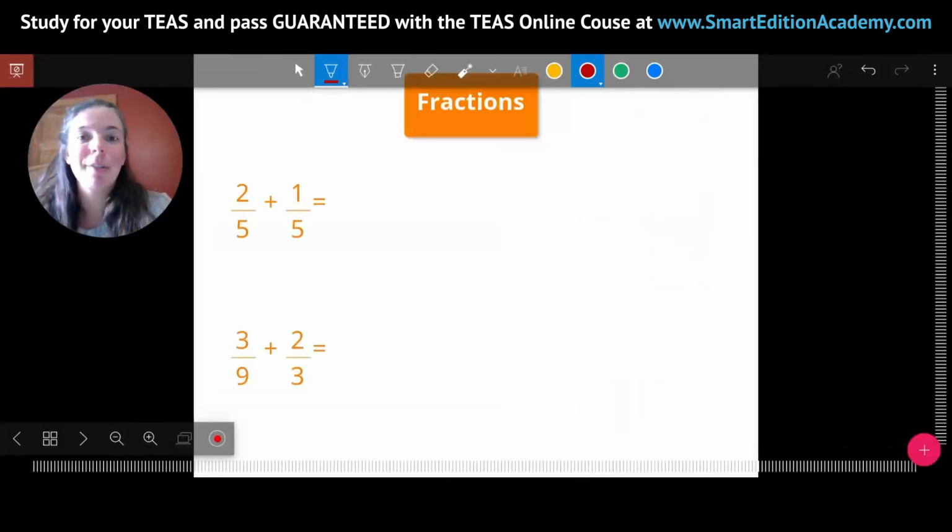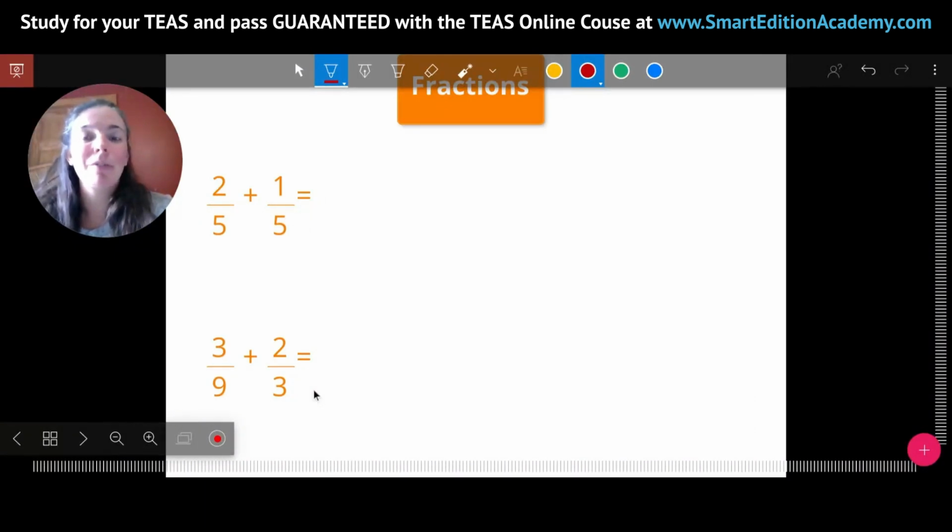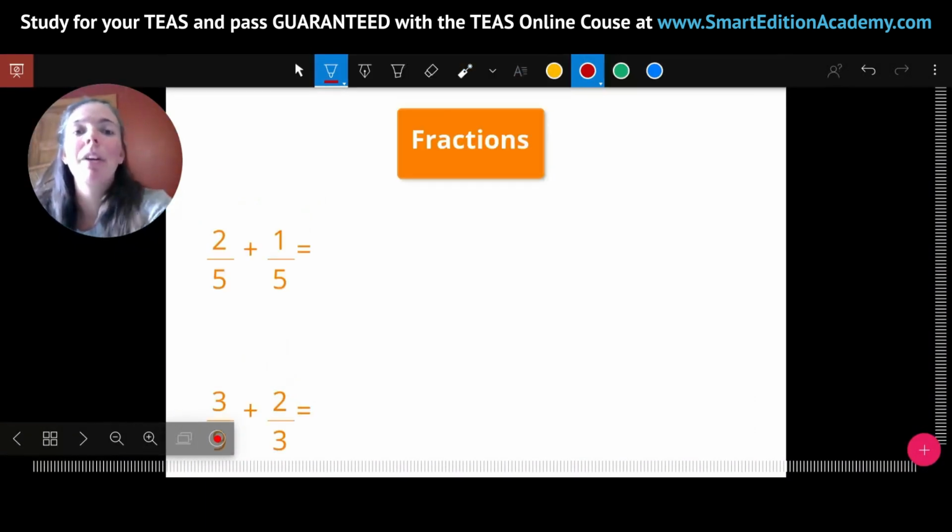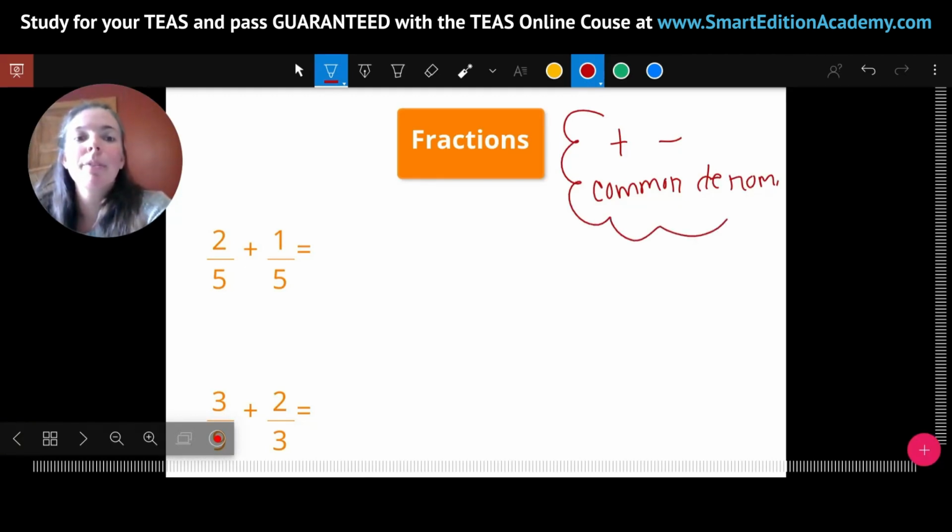Okay, fractions. So let's talk about adding and subtracting fractions. Remember I mentioned before, when we add and subtract fractions, we need a common denominator. So this first example, 2/5 plus 1/5, notice how it already has a common denominator. So this is great because I can just add these without doing anything else. I don't have to get a common denominator as it's given to me.